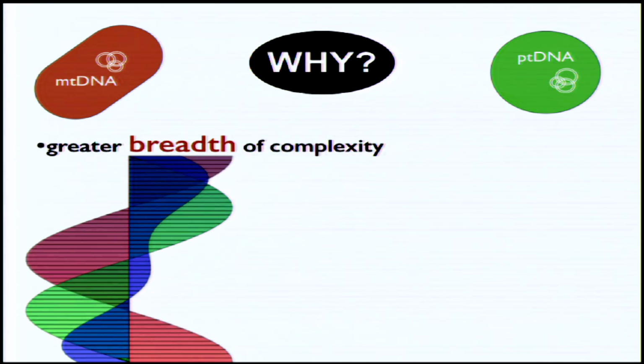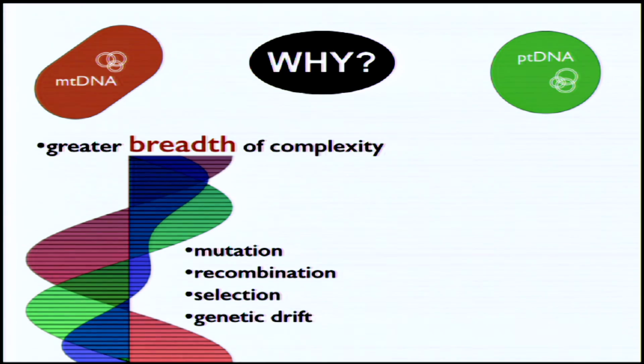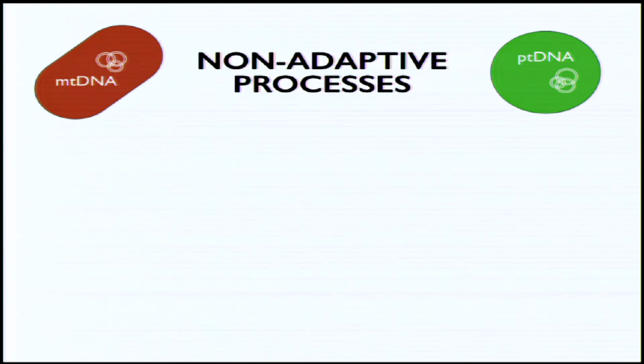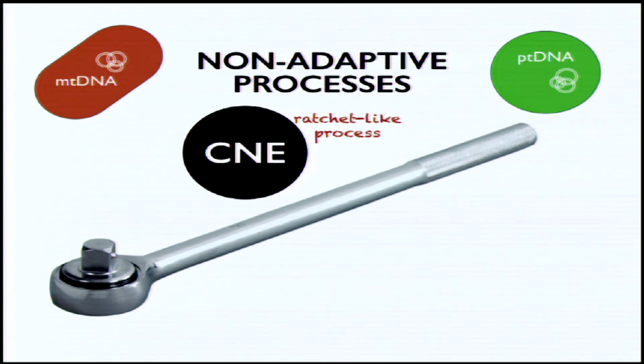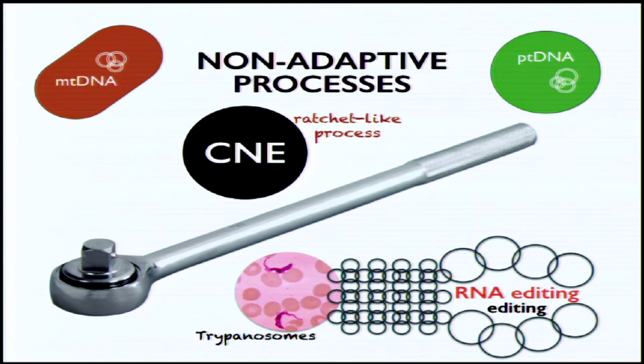I think to understand why mitochondria harbor a greater breadth of complexity than plastids, you really have to get into the underlying forces that fashion chromosomes, namely mutation, recombination, selection, and genetic drift. There's increasing evidence that non-adaptive processes, as opposed to selective ones, have a huge impact in shaping organelle genome complexity and architecture. So, for example, something like constructive neutral evolution, which is a non-adaptive ratchet-like process. This can elegantly explain the gratuitous levels of RNA editing that you find in something like kinetoplasts.